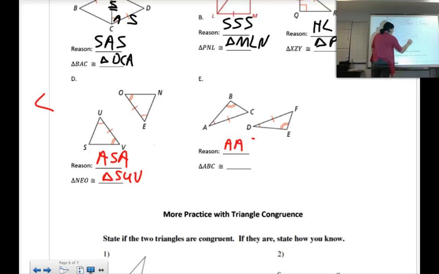Angle, angle, side. And triangle DEF. Pretty good? Easy?